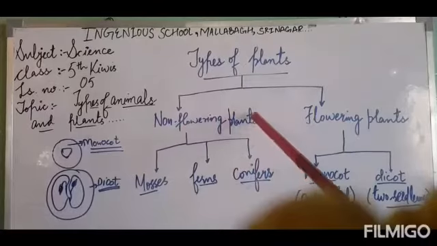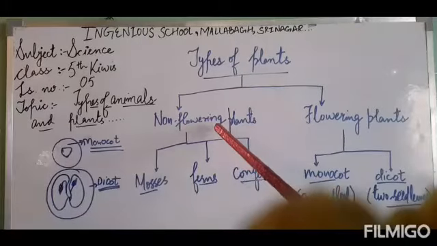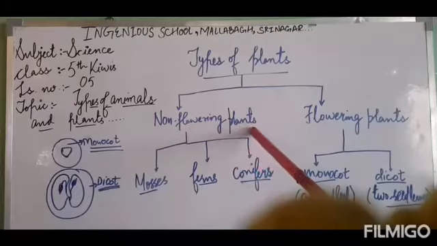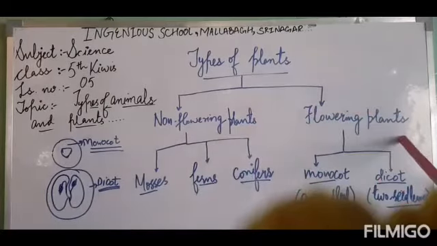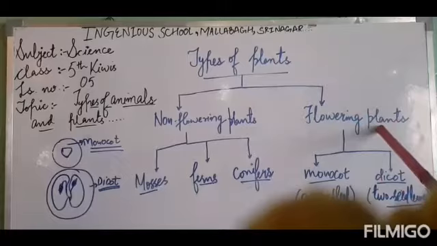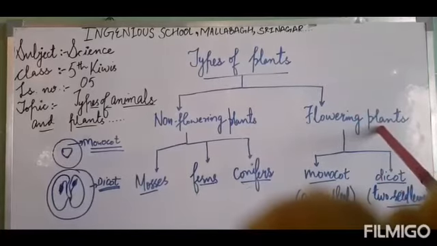Non-flowering plants, as the name indicates, are those plants which do not bear flowers, which do not produce flowers. Got it? Flowering plants are those plants which produce flowers, which bear flowers. Got it?